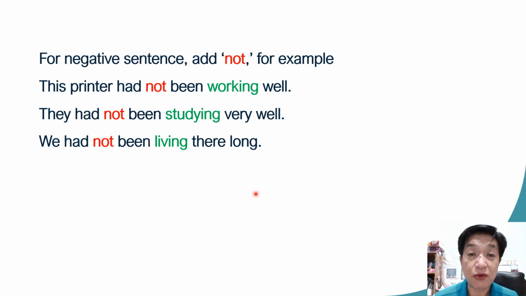That's all really for this tense. Just remember that each of the pronouns is followed by had been, and the verb is in the present participle or the verb ing. And also there is the word for and since. And I have already discussed this in a previous video.